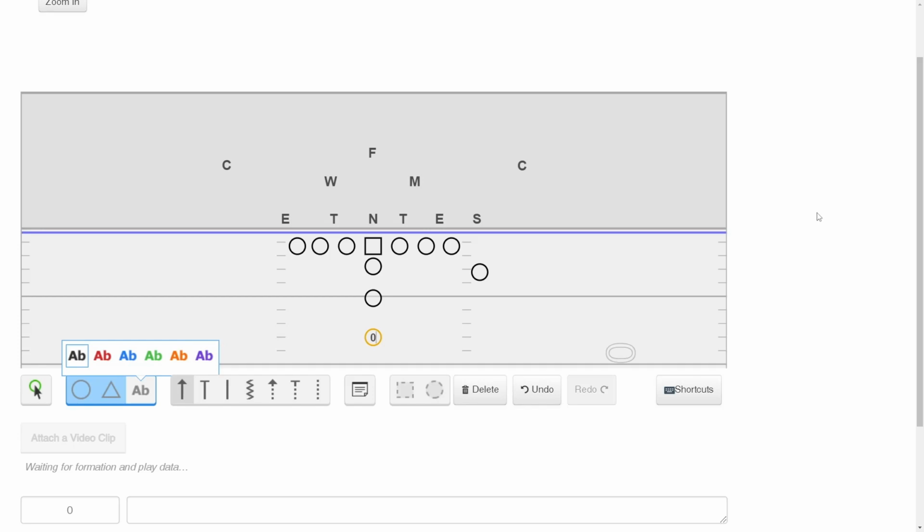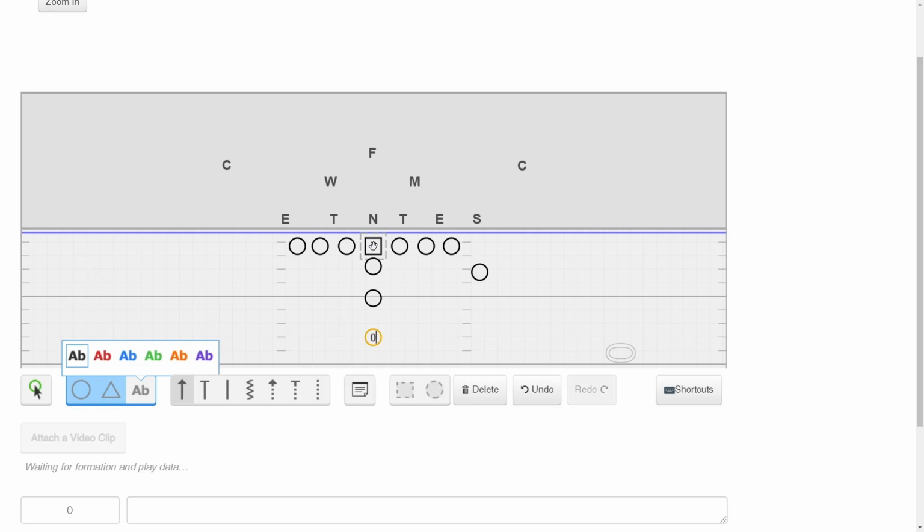Okay, so I'm going to give you that question. Okay, second part of the question. If you don't like the answer to the first question, do you trust these 10 guys to block these 11 so we can run a QB sneak?